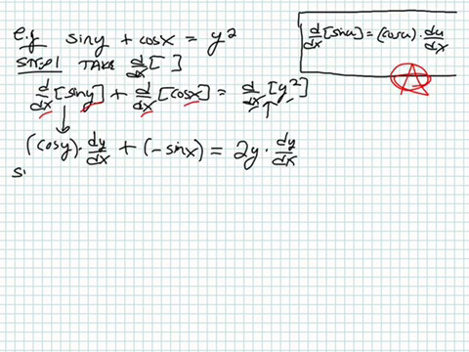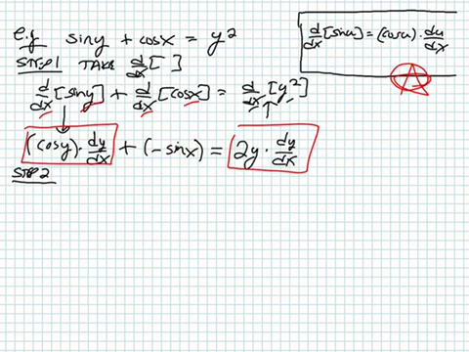Okay, step 2. This is actually not as difficult as the last one. So I want to get everything touching a dy dx on the left-hand side and everything else on the right-hand side. So I'm going to subtract this 2y dy dx term. So I've got cosine of y times dy dx minus 2y times dy dx is equal to, I'm going to bring this term over to the right-hand side, so I'm going to add sine to both sides. This is equal to sine of x.